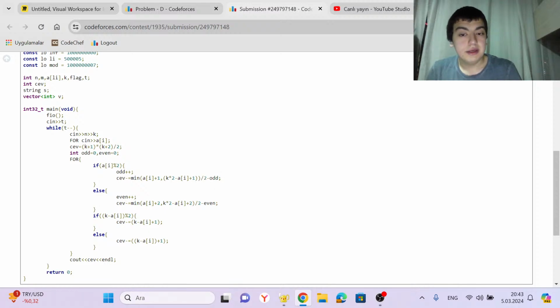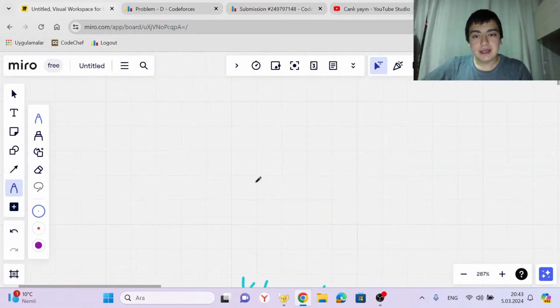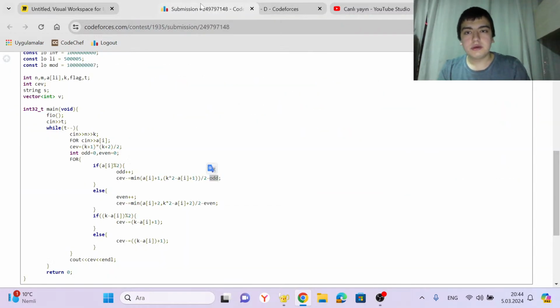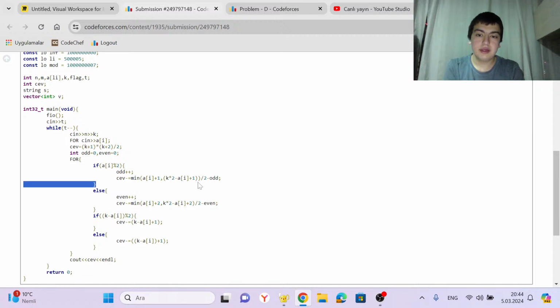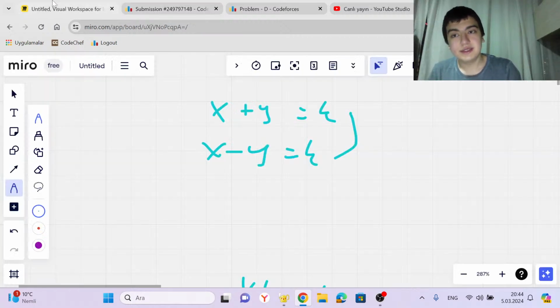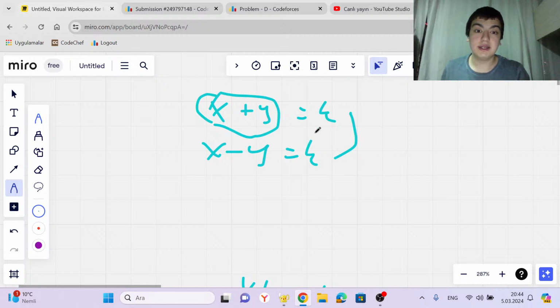And I'm decreasing this value by the number of odd numbers. This is because we can select x plus y as k and x minus y as k. There are some collision situations. So in order to take care of collision situations, I'm decreasing odd in this case by choosing x plus y equal to k.